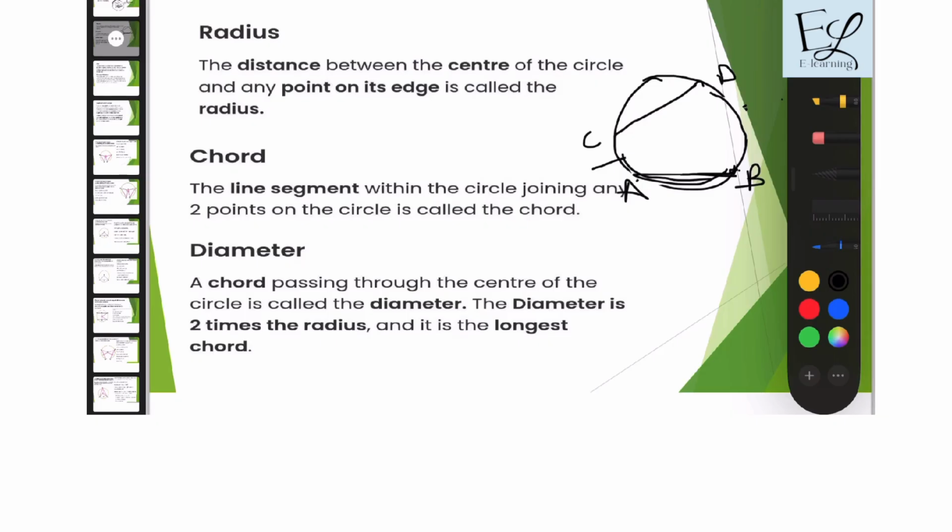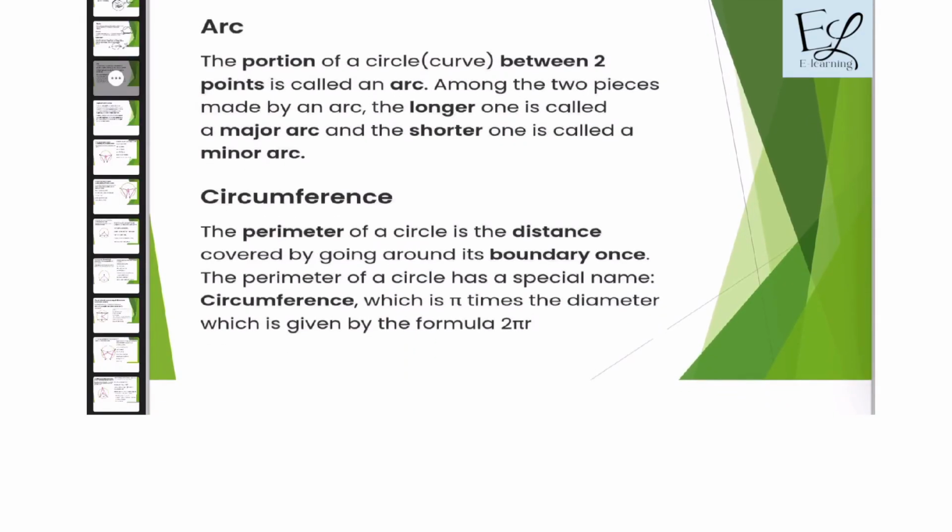Okay, next is diameter. A chord passing through the center of the circle is called the diameter, right? Look at this. This is the center and I'm drawing a line from one point of the circle, crossing the center, to the opposite side. I'm naming this AB and the center O. So now this AB is your diameter, OB and OA are your radii. So diameter is two times the radius.